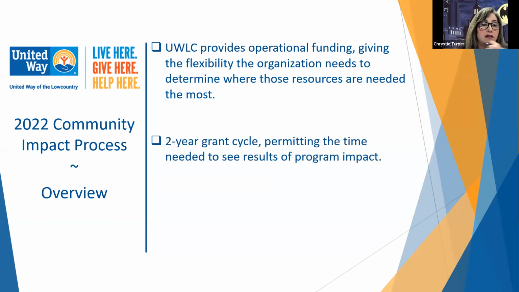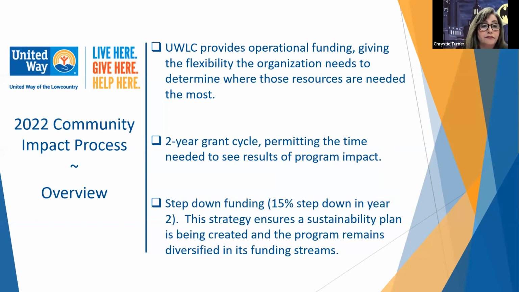And I did mention that we are a 2-year grant cycle, and that gives us and you the time needed to see results of the program impact. We do incorporate a step-down funding strategy. So it's a 2-year grant cycle. Whatever award you receive in year 1, if you apply for $20,000 and you receive that award, then you would get $20,000 in year 1, and then $20,000 less your 15% step down in year 2.